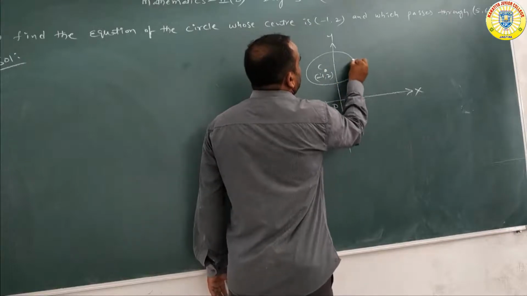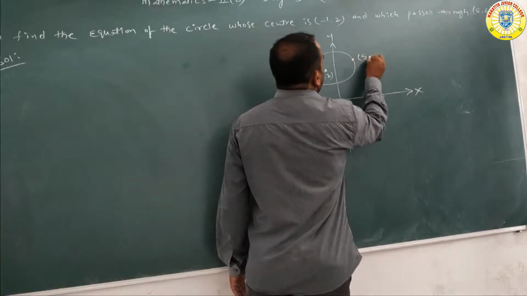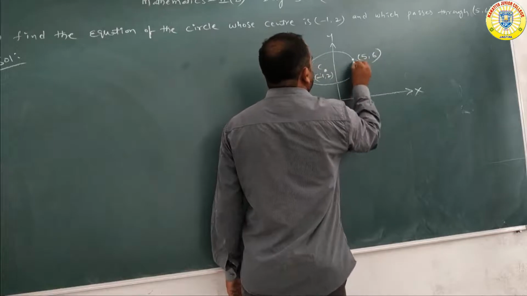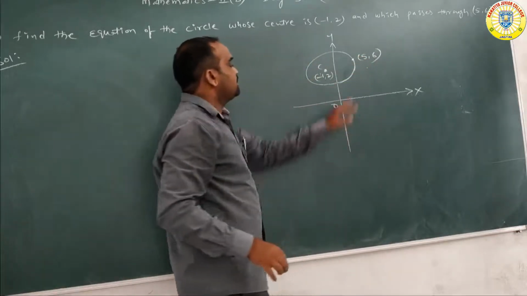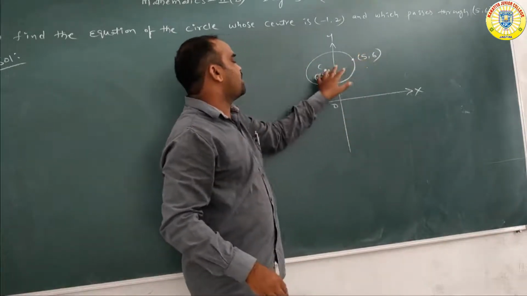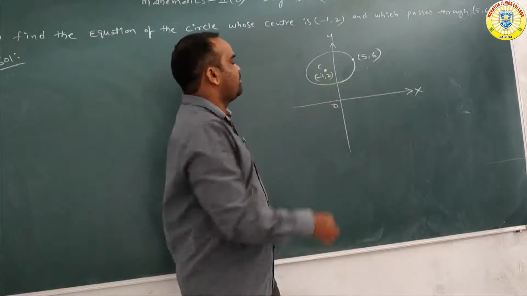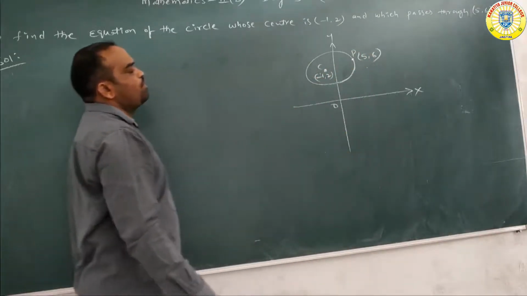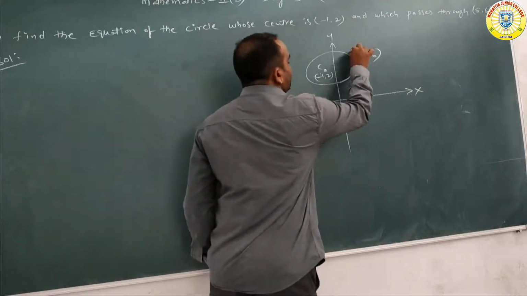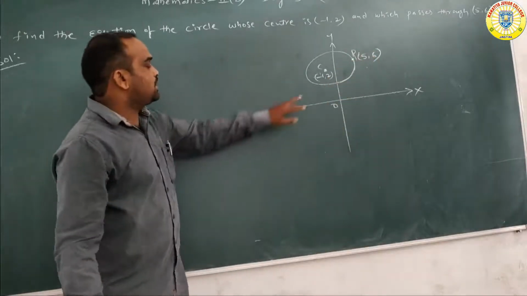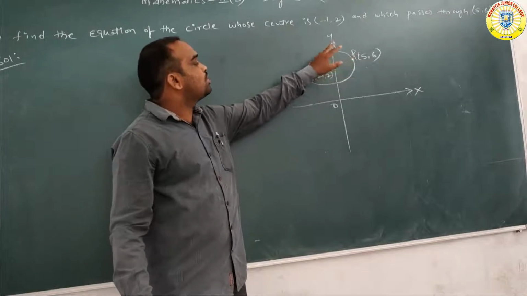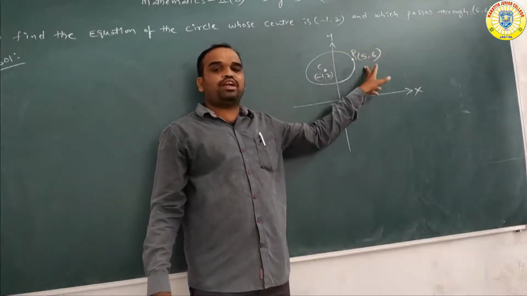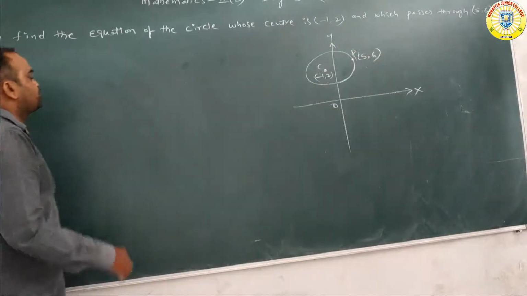So this circle passes through (5, 6). The circle passes through (5, 6), and the center is (-1, 2). Here the given point we are taking is P equal to (5, 6). The point is (5, 6), the center is (-1, 2), and the circle passes through the point (5, 6).